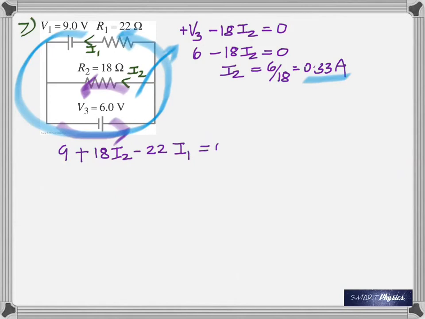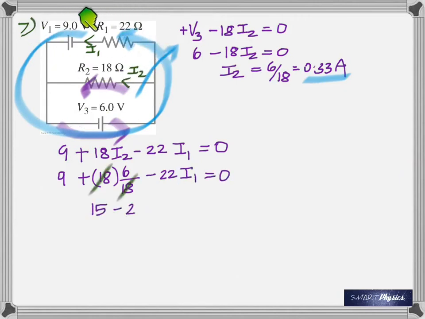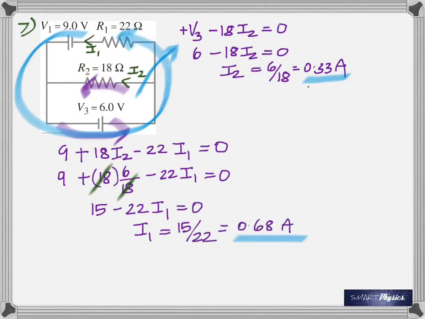And then when you take the outer loop and go this way, as I've shown, you get 9 plus 18 I2 minus 22 I1 is 0. I'm looking at this one, okay. So 9 plus 18 I2 minus 22 I1 is 0. And so I get I1 and I2. That's just a simple application of Kirchhoff's laws in a much simpler circuit.